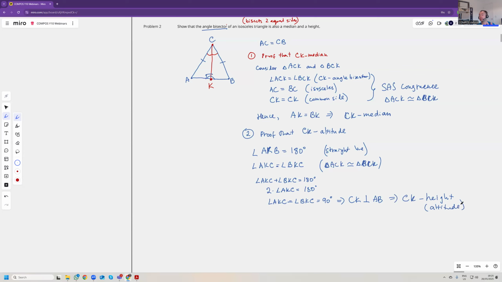And now we can use this property all the time because we've proven that the angle bisector of an isosceles triangle, which is drawn from the point connecting the 2 legs of the isosceles triangle, is also a median and it's also a height. Okay, so this is a useful piece of information. Nice. So moving on.